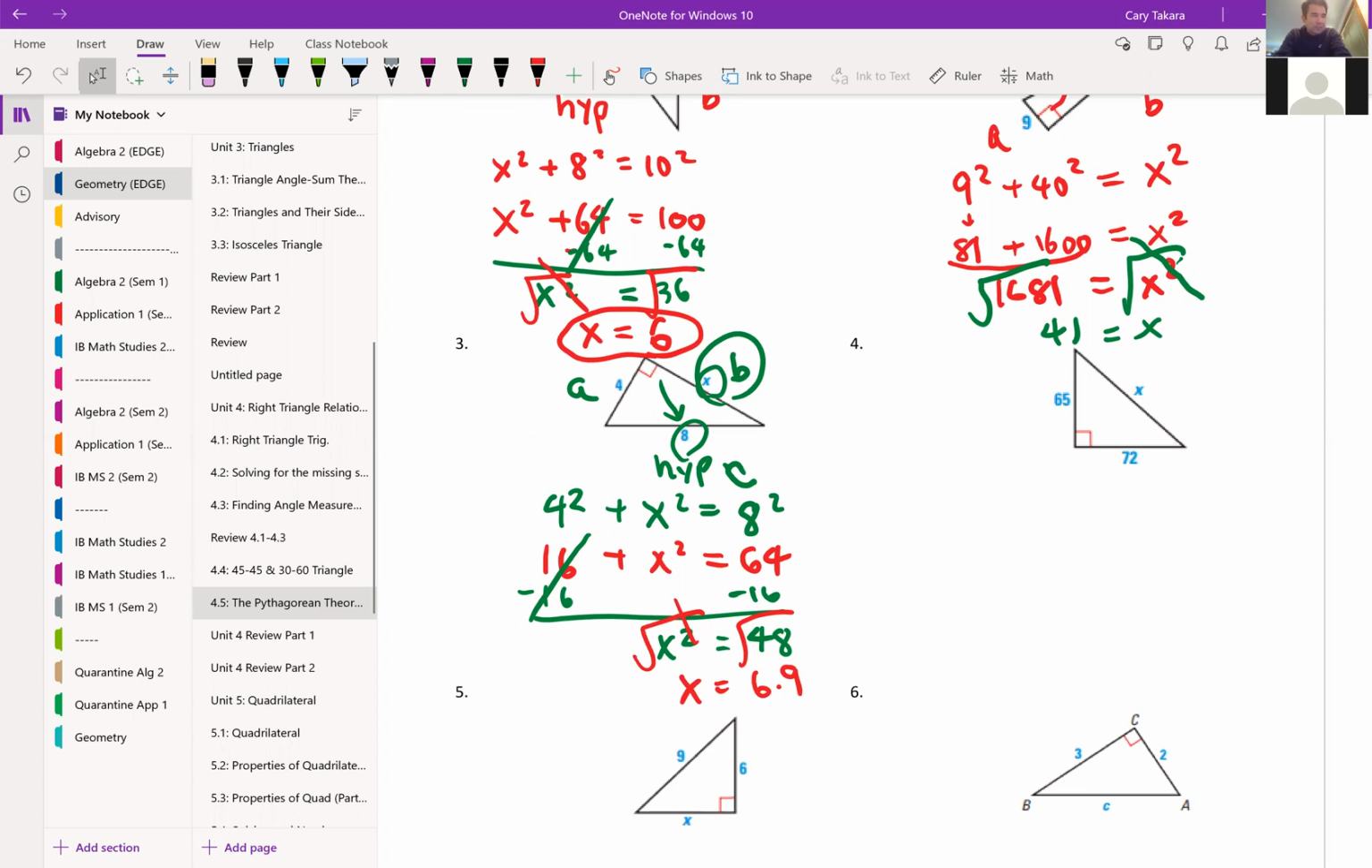Will you guys share the answer for number 4 in the chat? What did you guys get for x? Anybody? It's been about a minute.